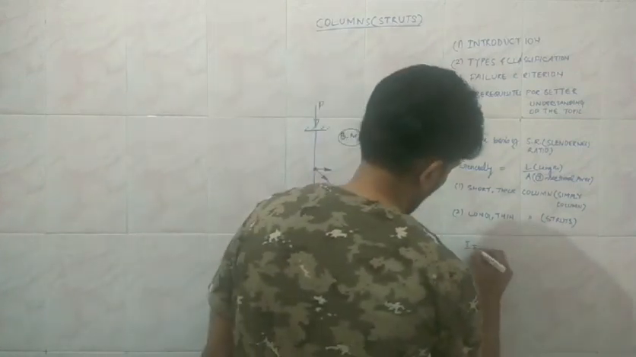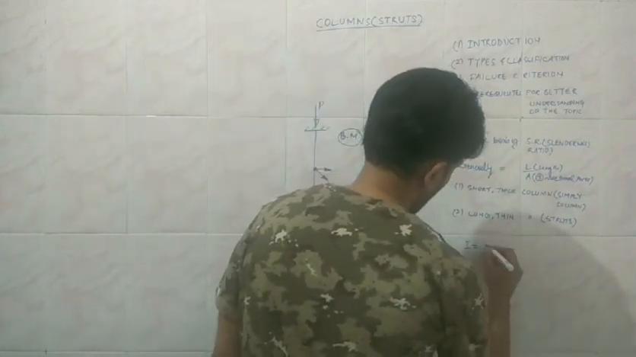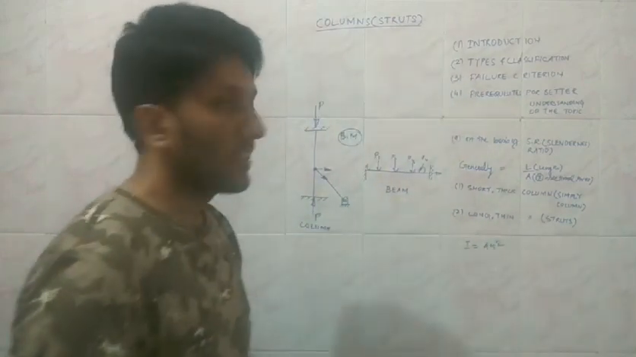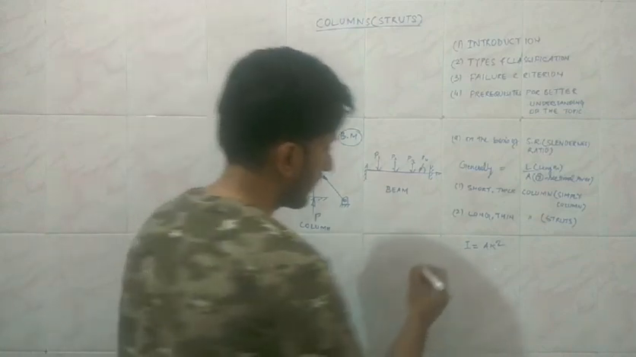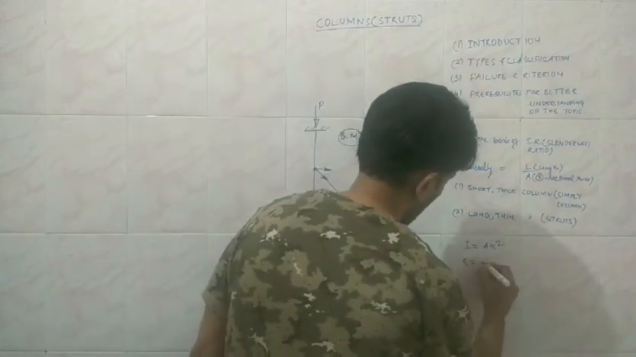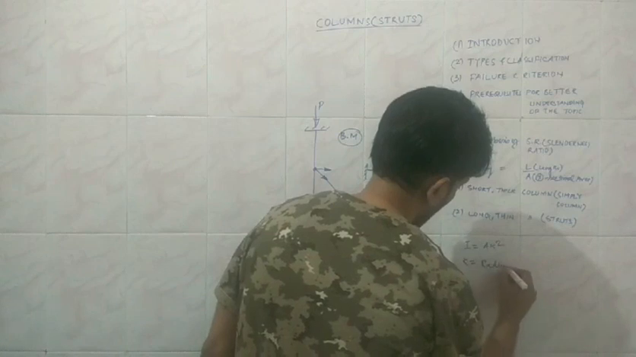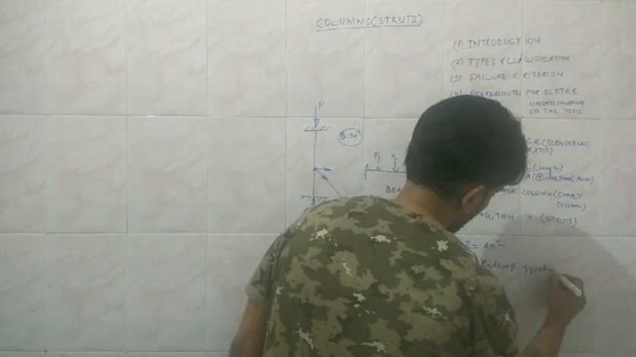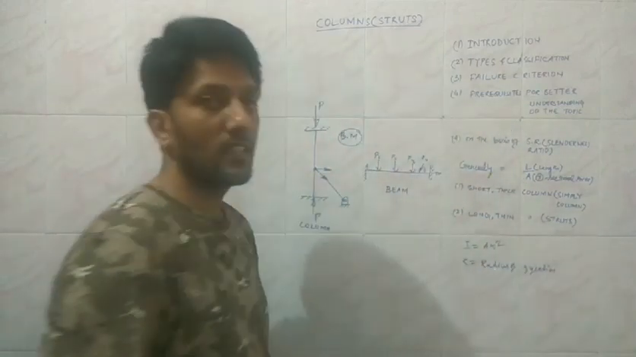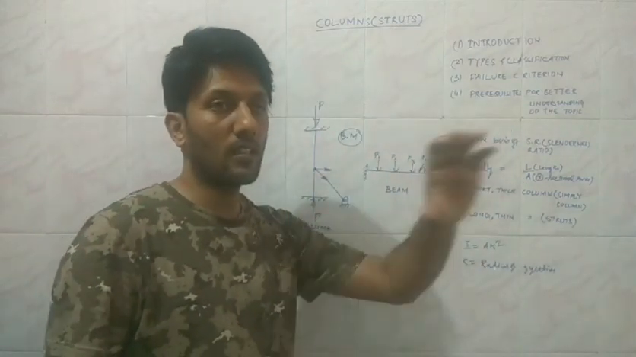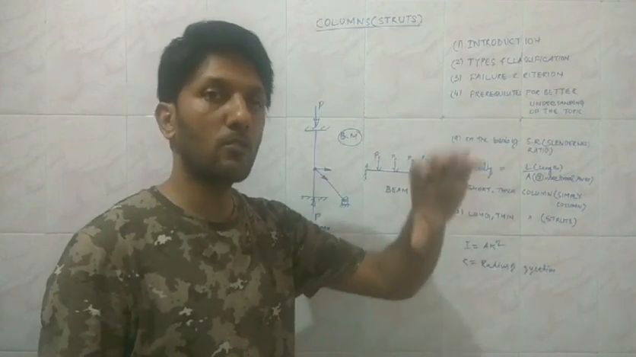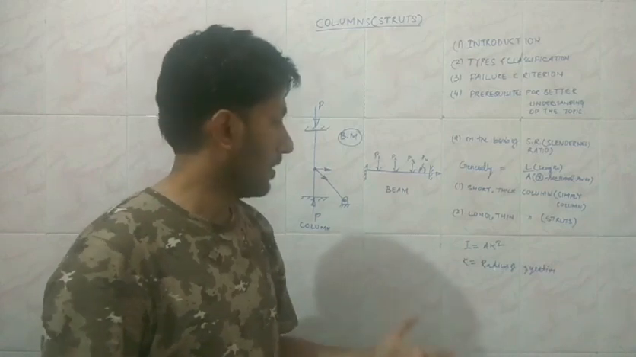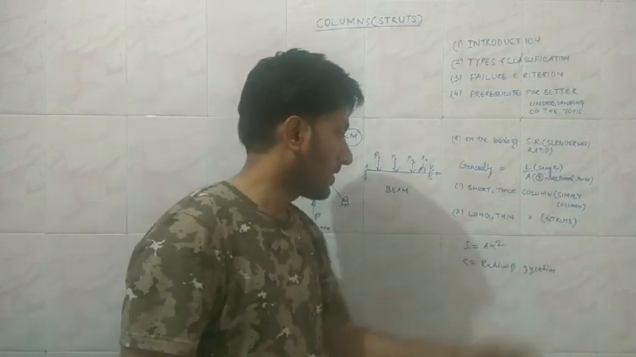So I, which is the second moment of the area, equals A K square, where K is the radius of gyration. The radius of gyration is a hypothetical radius at which the entire area is assumed to be concentrated, that is going to induce the same moment of inertia as the actual component is inducing. That is known as the radius of gyration.